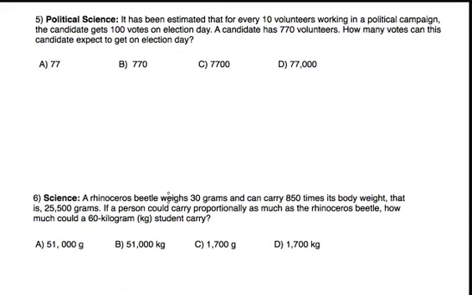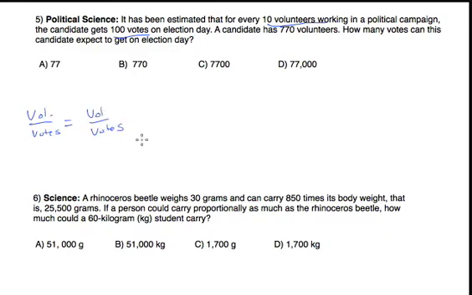Number 5. It has been estimated that for every 10 volunteers working in a political campaign, the candidate gets 100 votes on election day. A candidate has 770 volunteers. How many votes can this candidate expect to get on election day? All right, what are we comparing? We're comparing volunteers to votes on election day. Well, they both start with V. Volunteers to votes equals volunteers to votes.